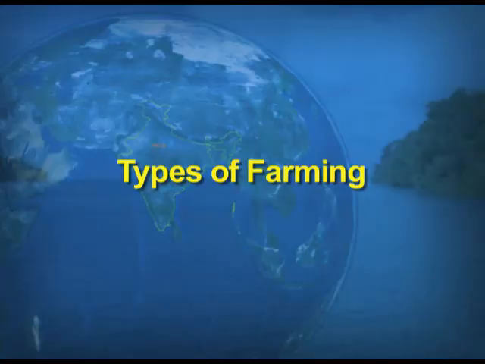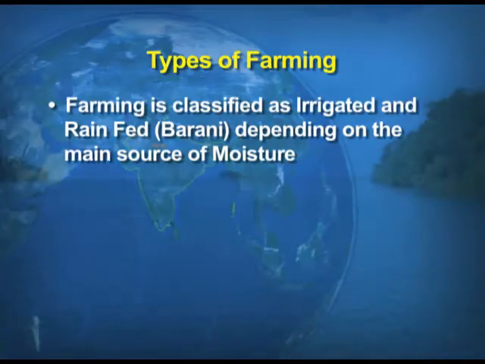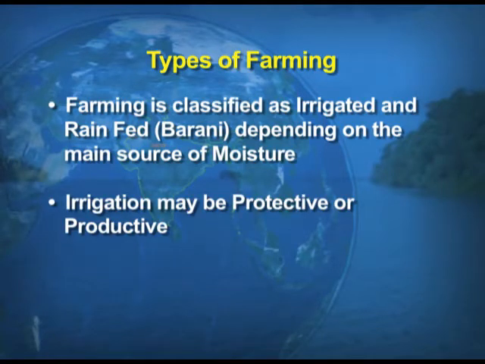Now, we take up the types of farming. When we say types of farming, we will be talking about the types which are based on irrigation methods, because in India the rainfall is not sufficient. So, we have to depend upon irrigation methods. The farming is classified as irrigated and rain fed. Rain fed means depending upon rainfall as the main source of moisture. Irrigation can be protective or productive.